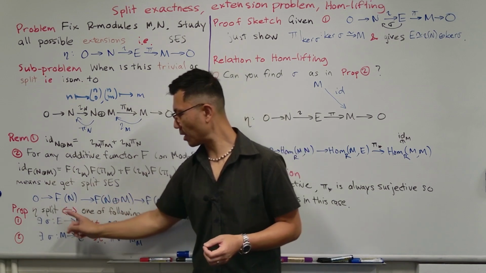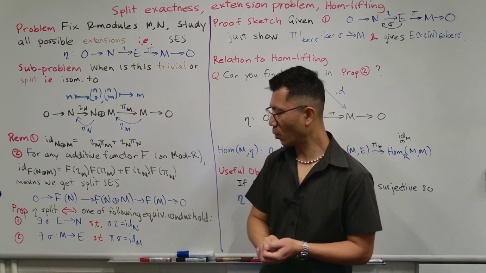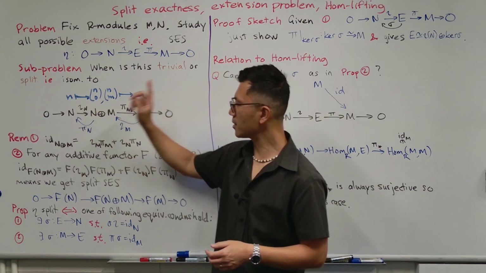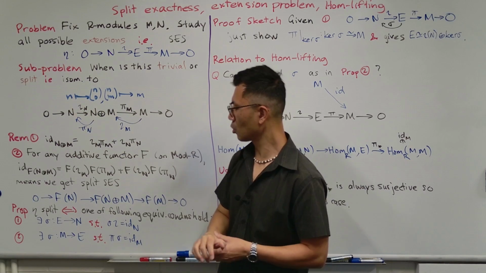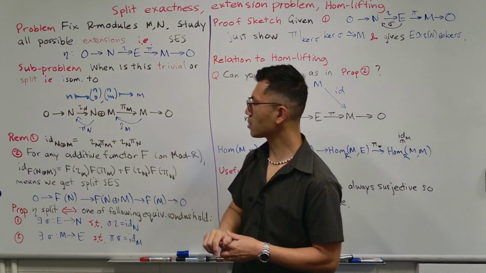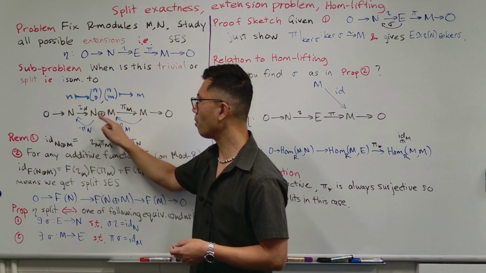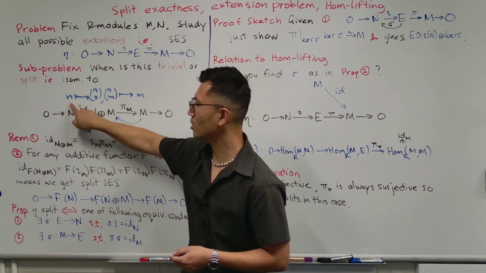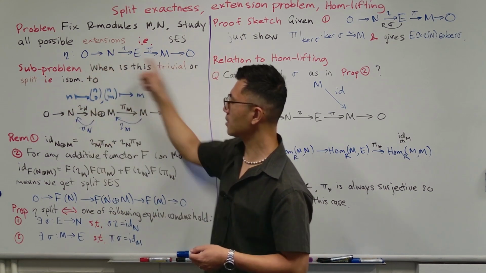So eta is split precisely if one of the following equivalent conditions holds. What are the equivalent conditions? I claim that basically all that you really need is that one of these two maps exists and behaves nicely. So what is, for example, this map here? This is a backwards map, and what's nice about this is that if you start here and you go around like this, n goes to n0, and when you project back to n, you'll get back to n. So that's the identity.